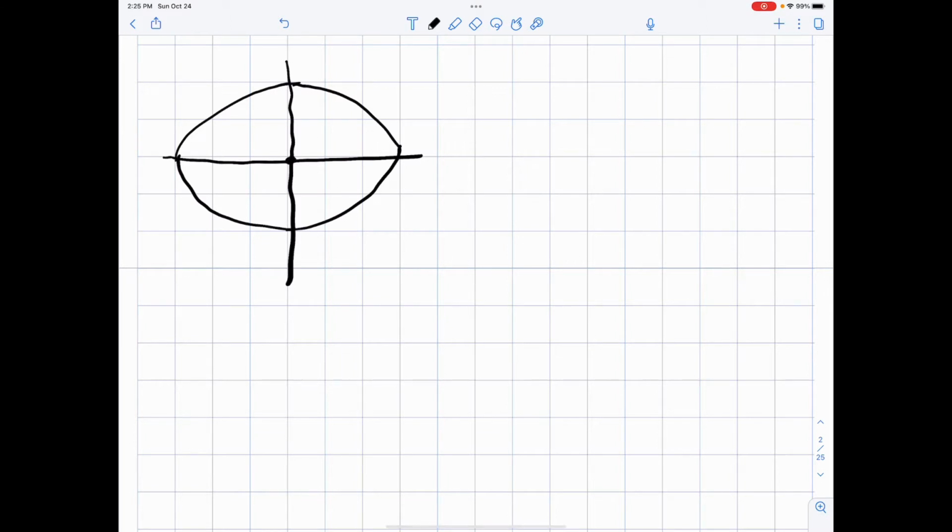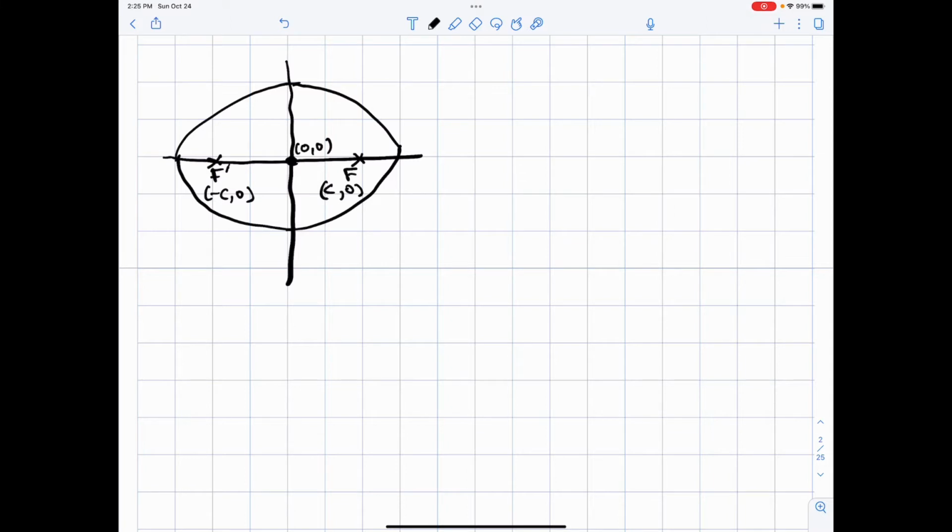Okay, so let's say it's centered at the origin, 0, 0. We don't know exactly where the foci are, but the distance from the center to the focus is going to be called C. So the focus on the right there is at C, 0. The focus on the left is at negative C, 0. And they call that focus on the left F prime. So that distance there is C.